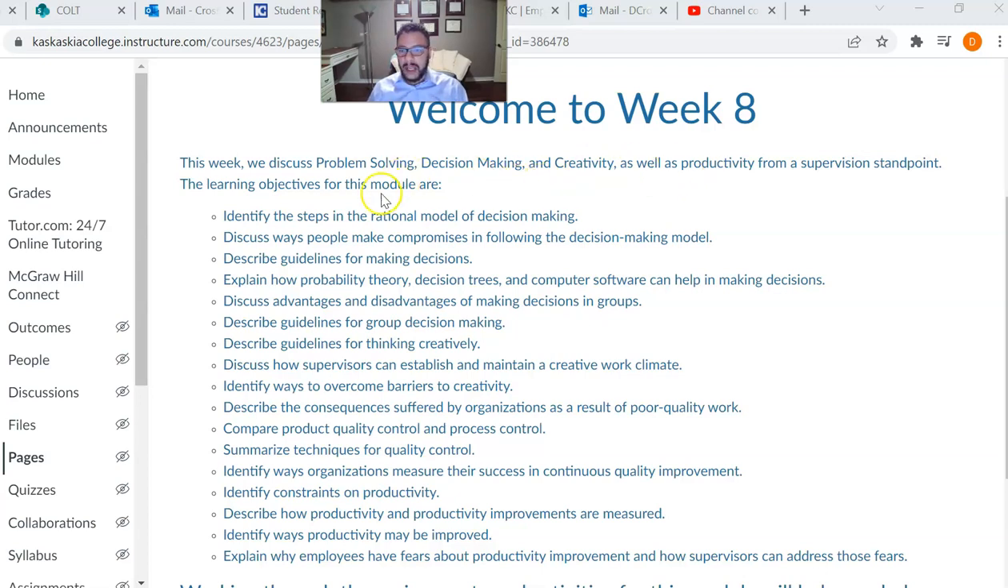So let's talk about the learning objectives. Number 1, we're going to identify the steps in a rational decision-making process. A lot of people think that we make rational decisions, but actually we don't. But we're going to look at what it means to actually look at things from a rational standpoint and make decisions. So we'll look at the steps in the decision-making process. Discuss ways people make compromises in the decision-making model. We'll describe guidelines for making decisions. We'll explain how probability theory, decision trees, and computer software can help us make decisions.